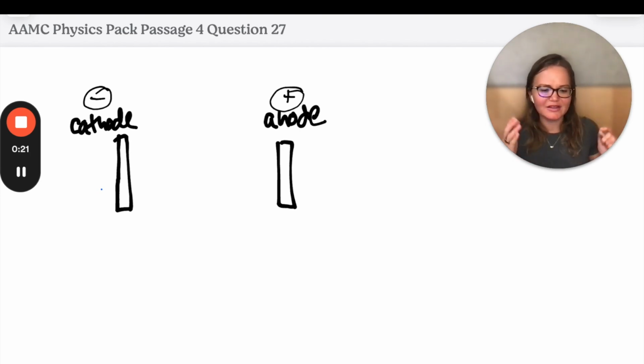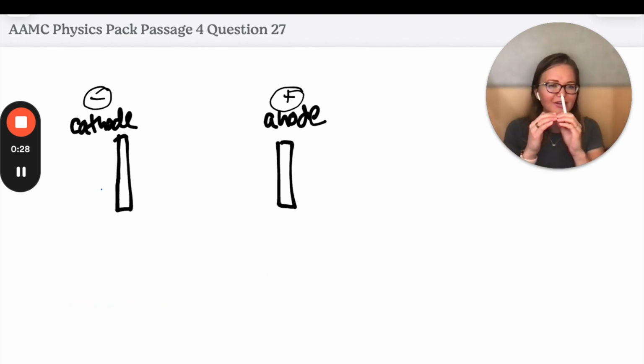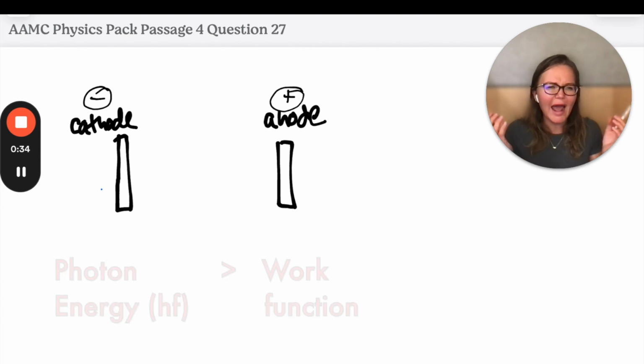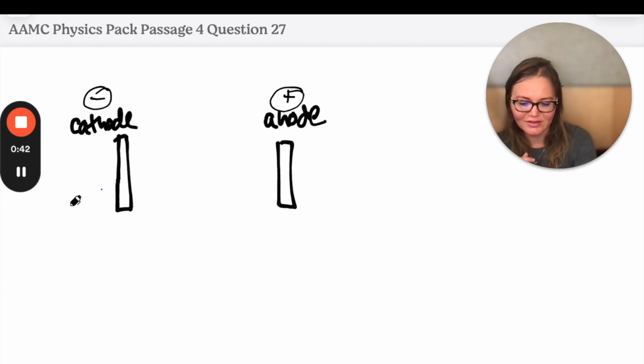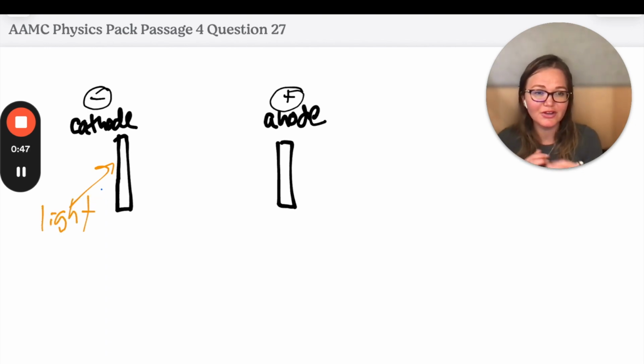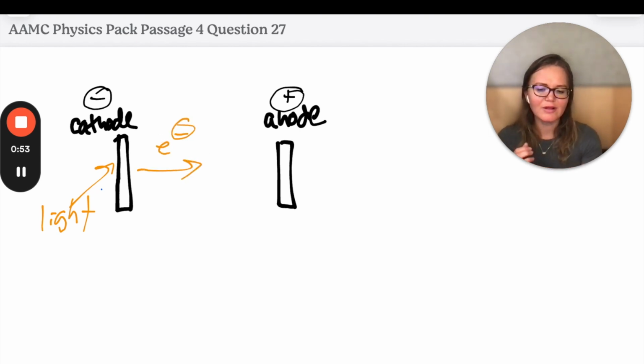But what this question is asking is essentially, once some photons have hit the cathode with enough energy to overcome its work function and eject some electrons from the metal, what happens to those electrons? So in other words, on my diagram here, I had light that hit my cathode, which is made of metal, had more energy than its work function, and then the result was that we ejected some electrons.